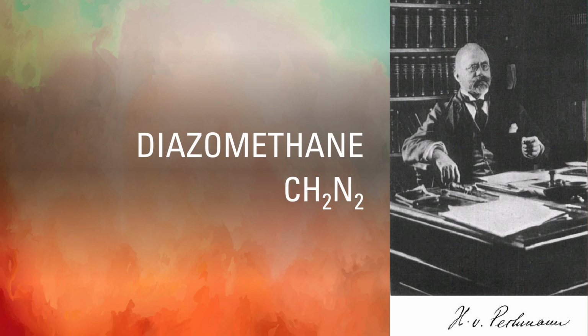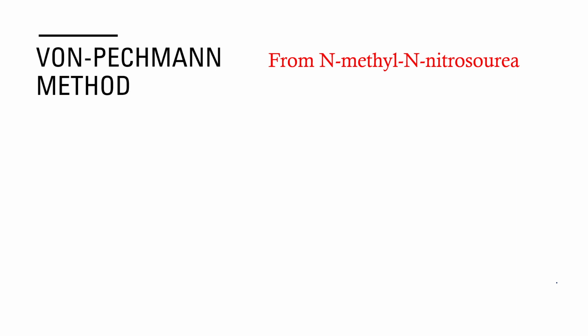So चलिए आज का सेशन स्टार्ट करते हैं एंड आज का सेशन हमारा है diazomethane पर. Diazomethane was in fact discovered by Hans von Pechmann. Okay, he was a German chemist and he discovered diazomethane by two methods. So आज हम वो methods पढ़ेंगे and let's start today's session. So the von Pechmann method, the first method of synthesis of diazomethane.